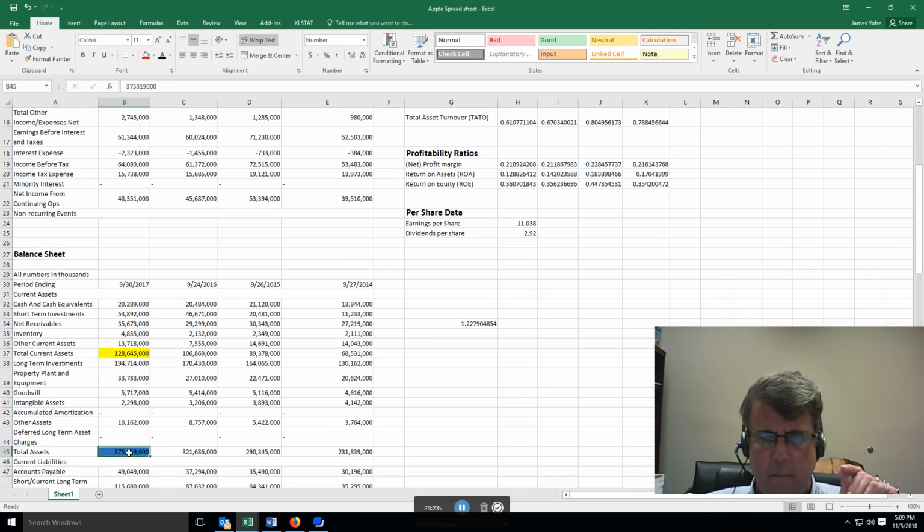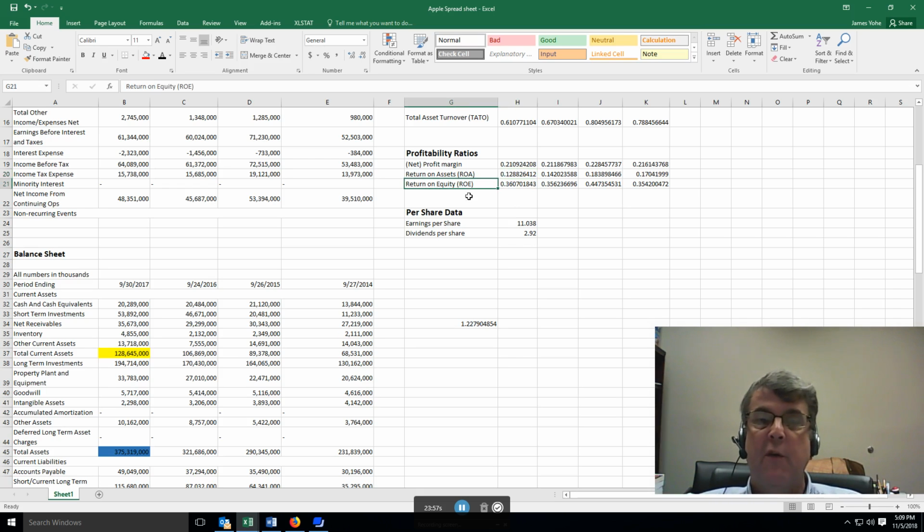Total assets is in blue. So we're going to take 48,351,000,000, divide it by 375,319,000,000, and that's going to give us here 0.1288. That gives us an idea of how well of a job Apple is doing turning their assets into net income or profits. And they're doing that at about a 12.8%, 12.9% return on their assets. Another very, very good number.